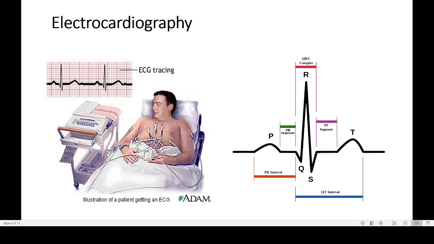We are only using this kind of electrodes, and electrodes will be collecting electricity, and this instrument will be maximizing or amplifying the electrical current many times. Then it will be recorded on a paper, and that is known as an ECG. And this will be giving you an electrocardiogram.